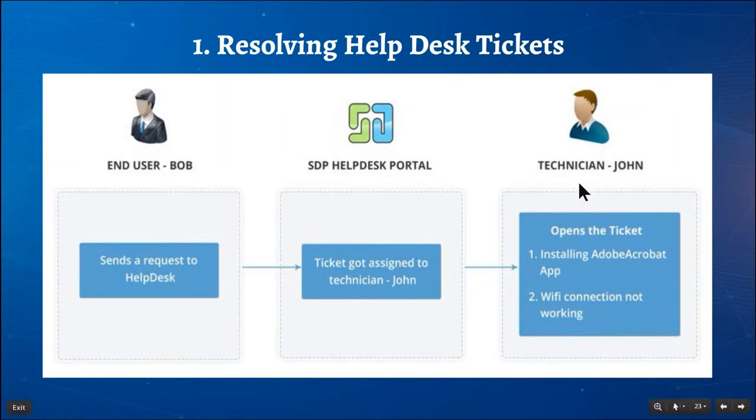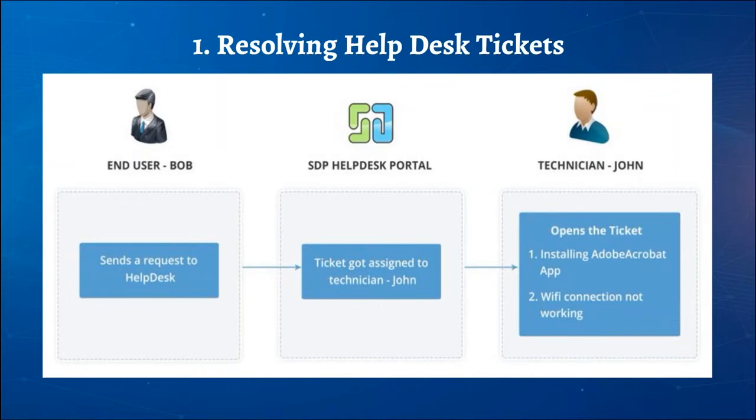John opens the ticket on his portal and checks it, and the ticket has 2 requests in it. Request 1 is for installing the Adobe Acrobat application, and the second is Wi-Fi connection not working. John is planning to use the remote control feature to assist Bob on these requests.